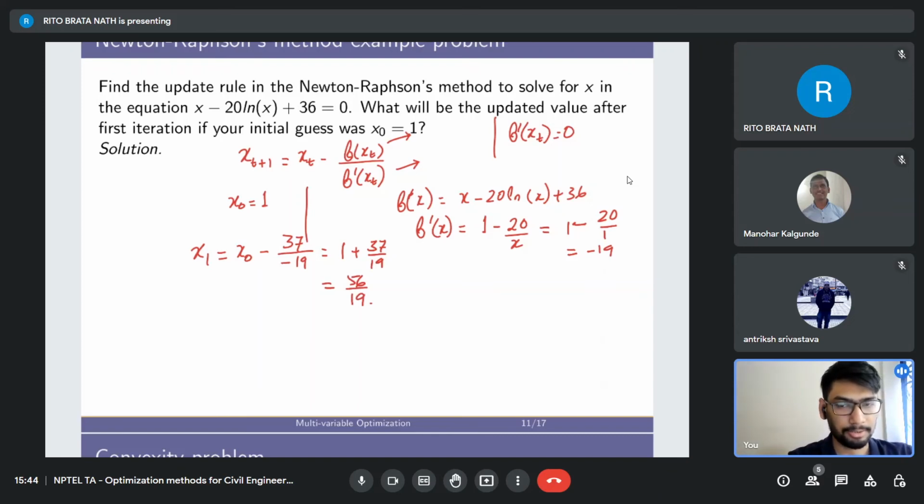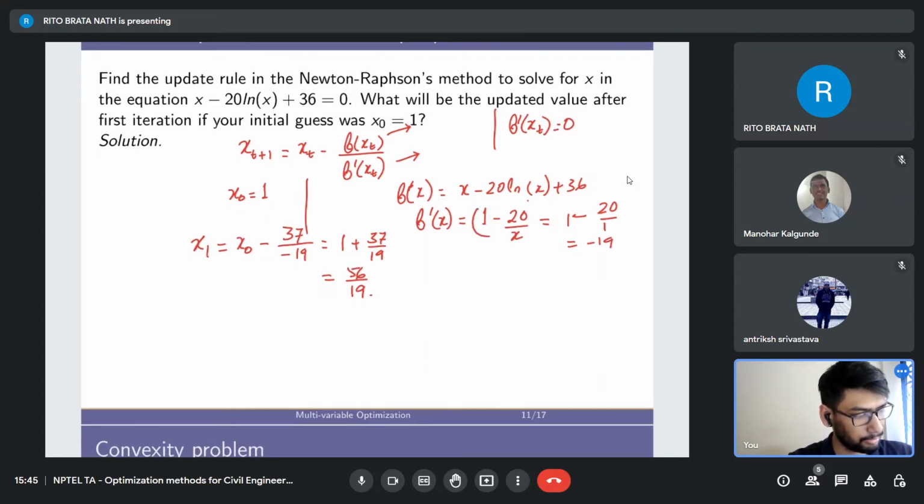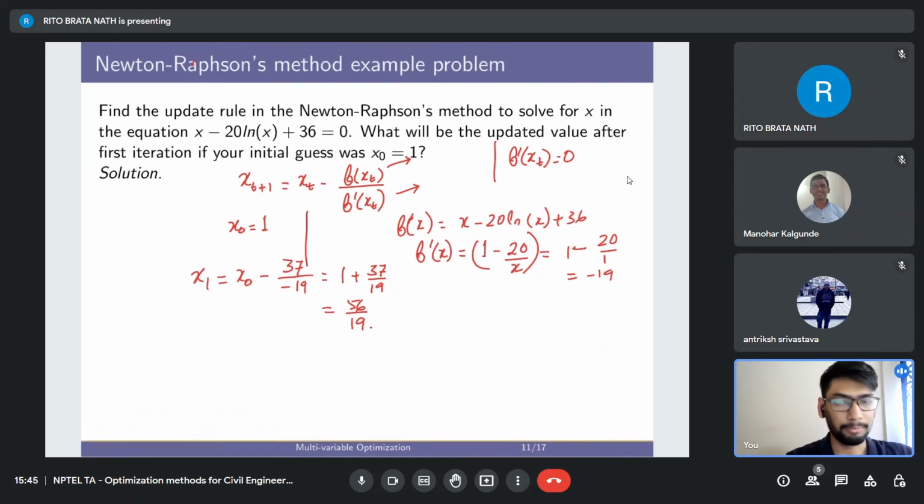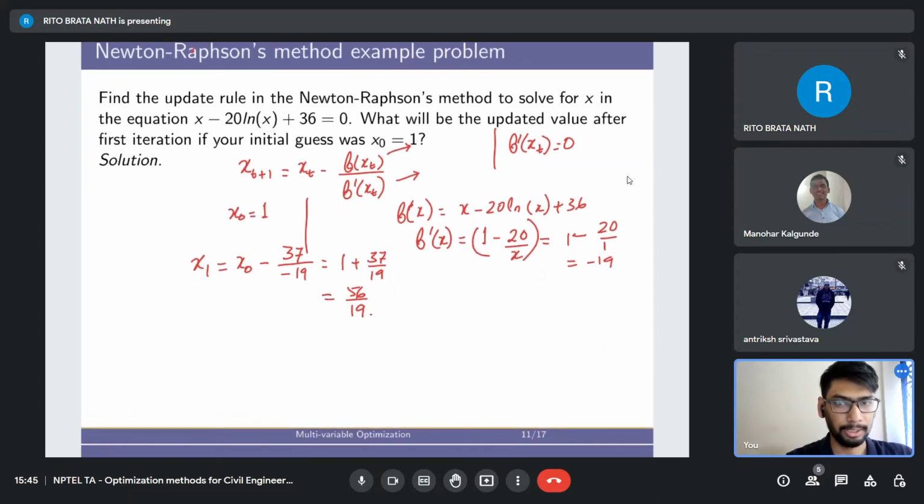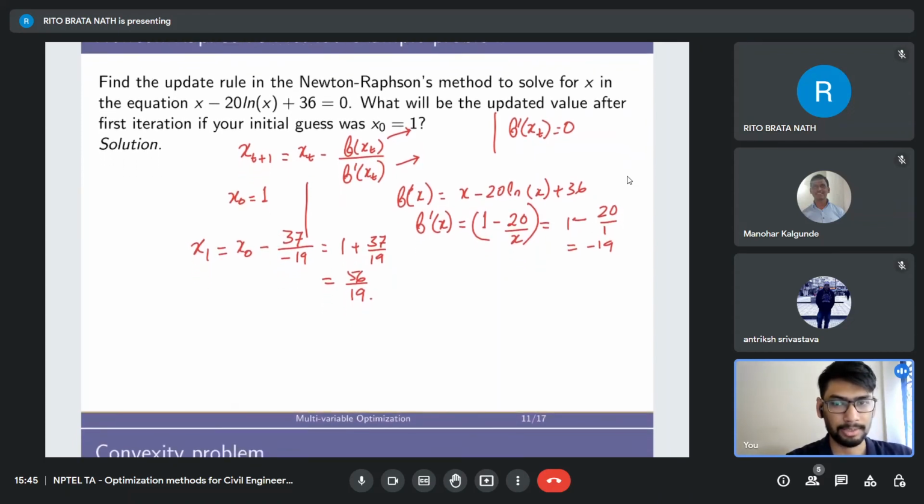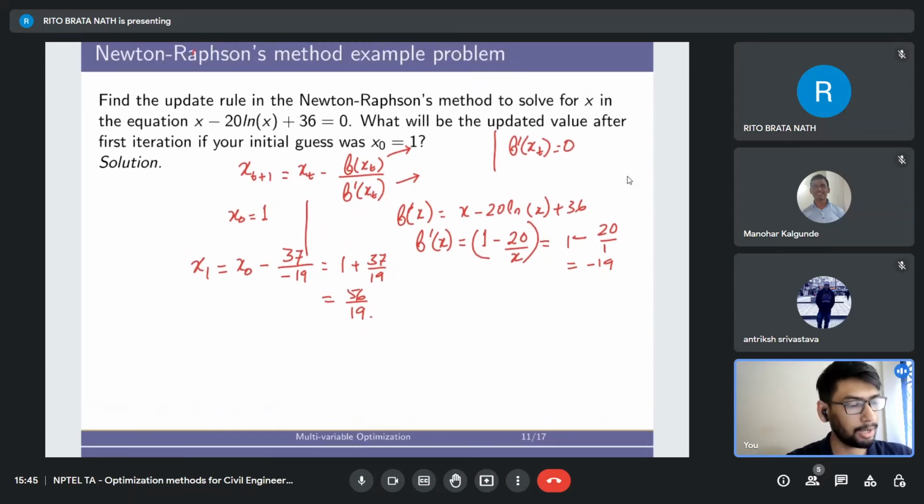Similarly, you can get to x2 and do something similar. Whatever you have to do, you just have to replace this x value in this f prime x and f(x), and you can use Excel or any other software to solve this problem. Again, this is a simple problem. I'm not solving it fully, but you can use this similar approach. Here, I think I have asked what will be the updated value after first iteration, and then also you have to find the update rule for this.